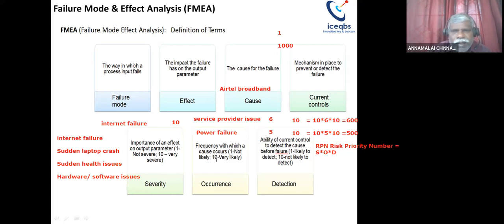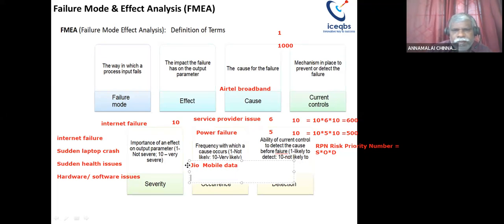For example, in this case, for the service provider issue, I took action by going for a different mode of internet connectivity, that is through Jio mobile data. So that whenever there is any problem in Airtel broadband, then within 30 seconds, I will be able to move to Jio mobile data, and then with minimum interruption, I will be able to continue the training.